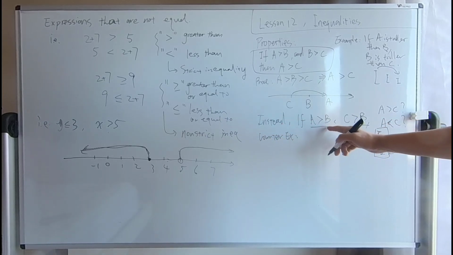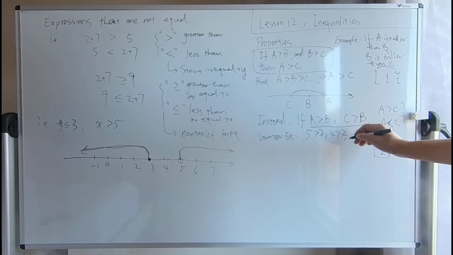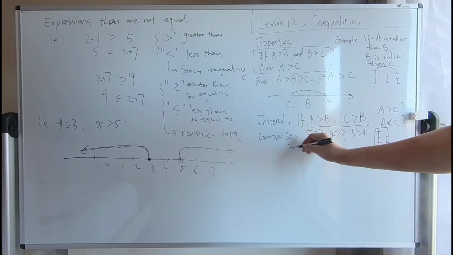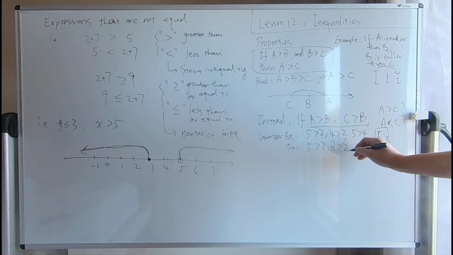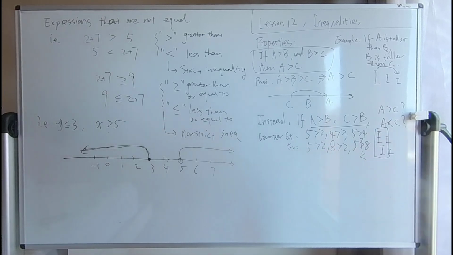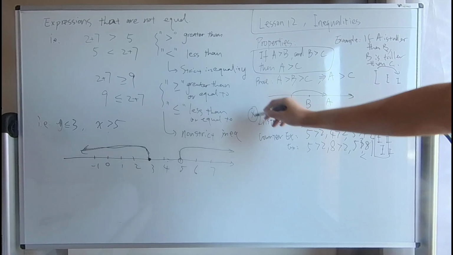For example, for A greater than B, I can have 5 greater than 2, and 4 greater than 2. Then in this example, I have 5 greater than 4. But I can also have an example where 5 is greater than 2, and 8 is also greater than 2. Then actually, I have 5 is less than 8. So both are possible, so we cannot conclude in this scenario.